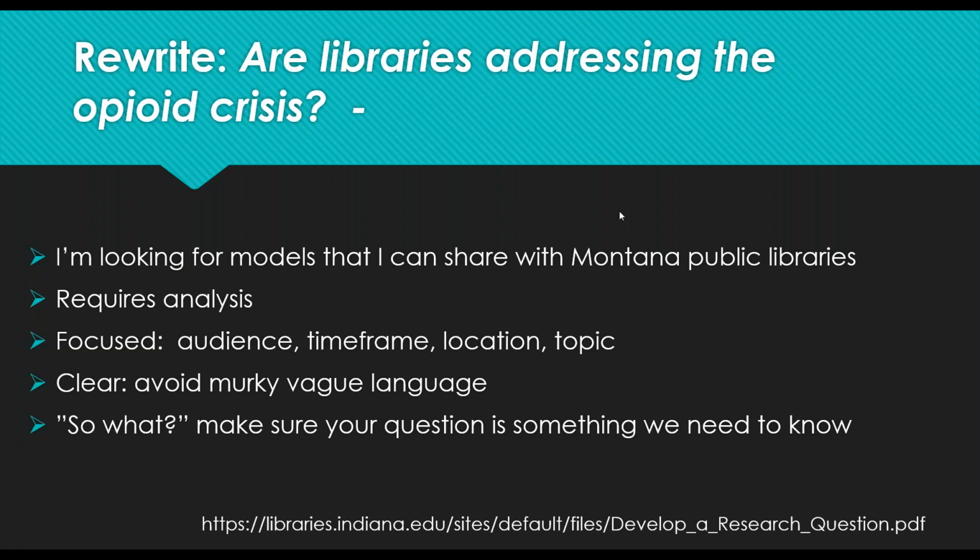I want some serious analysis in my research. I want it to be focused for my Montana public libraries right now, in the next 6 months or a year, on things that they can do to address the issue. I want to avoid murky, vague language in my question. And I want to make sure that my research is something that people care about. So how would you rewrite that? Let's use the chat box, or you can also just unmute your microphone and speak up.